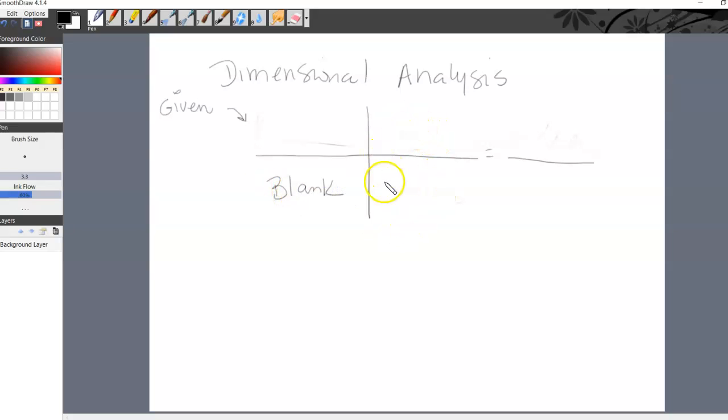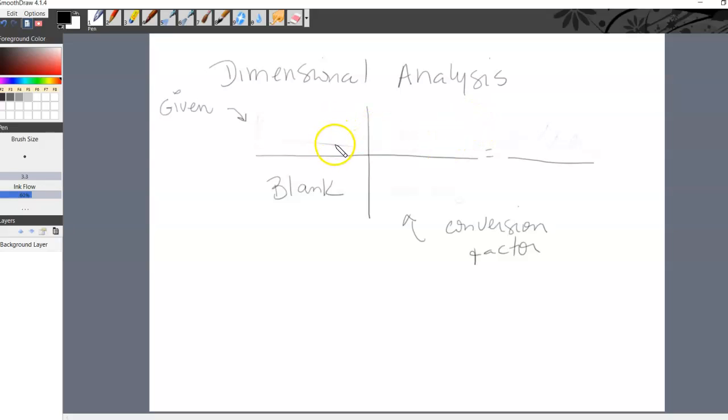Okay, in here is going to be what we call a conversion factor. So this part, I'm going to put it over here. We call this a conversion factor. Okay. And in here is what allows us to move from one unit to another. Okay. And in here will always be the unit.